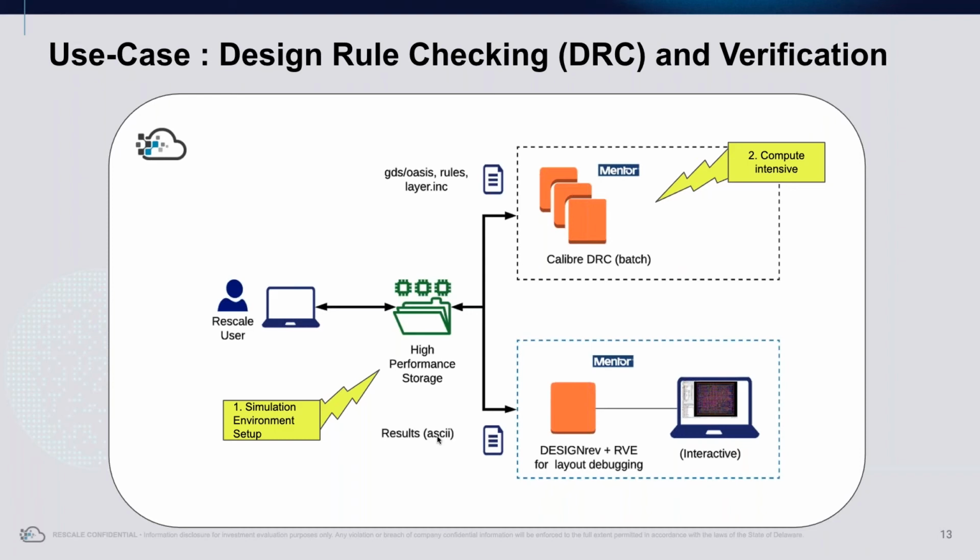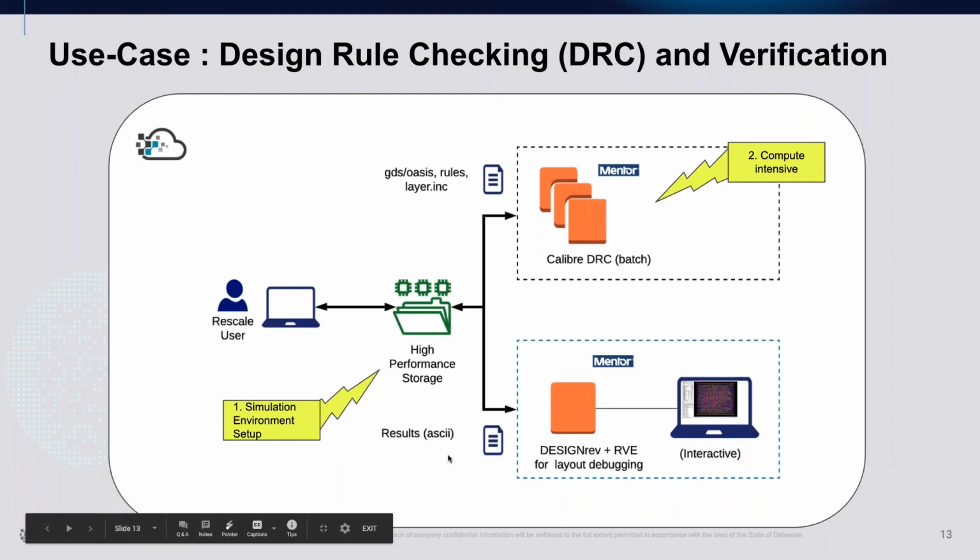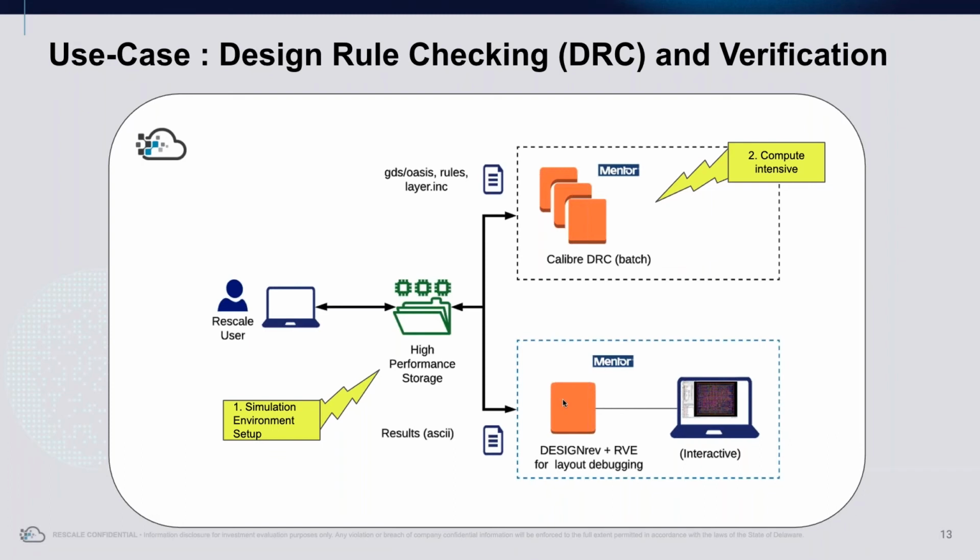So instead of pulling the ASCII files back and doing it on-prem, on the Rescale platform, since you have advanced EDA solutions, what you could do is open a design review and open RVE, where you can pull in your results database and then interactively check which regions are passing or failing DRC, right? Depending on how severe it is, you can either waive off that particular rule, or you can continue to refine your layout till the point that you're able to pass your DRC.